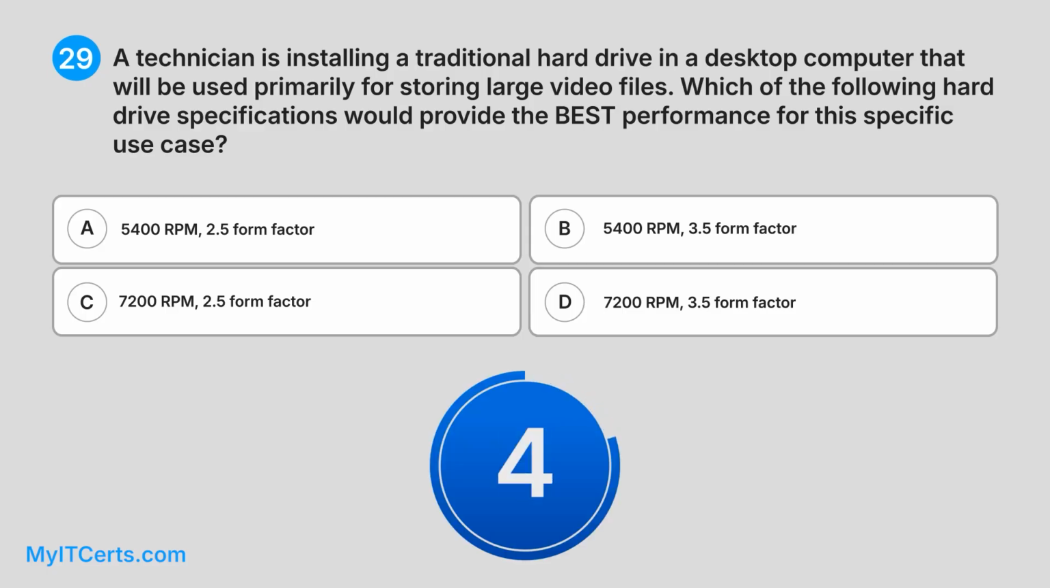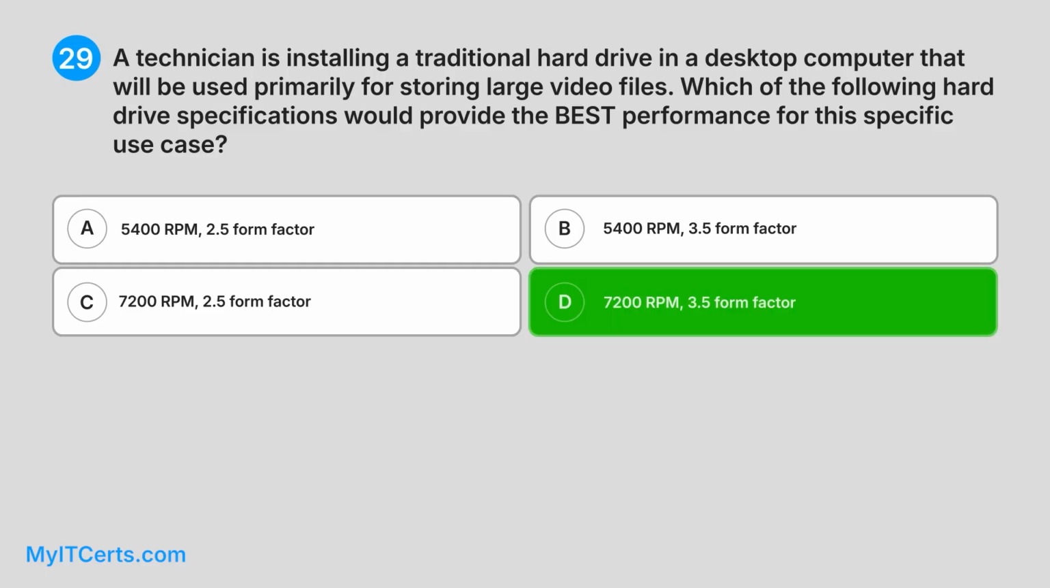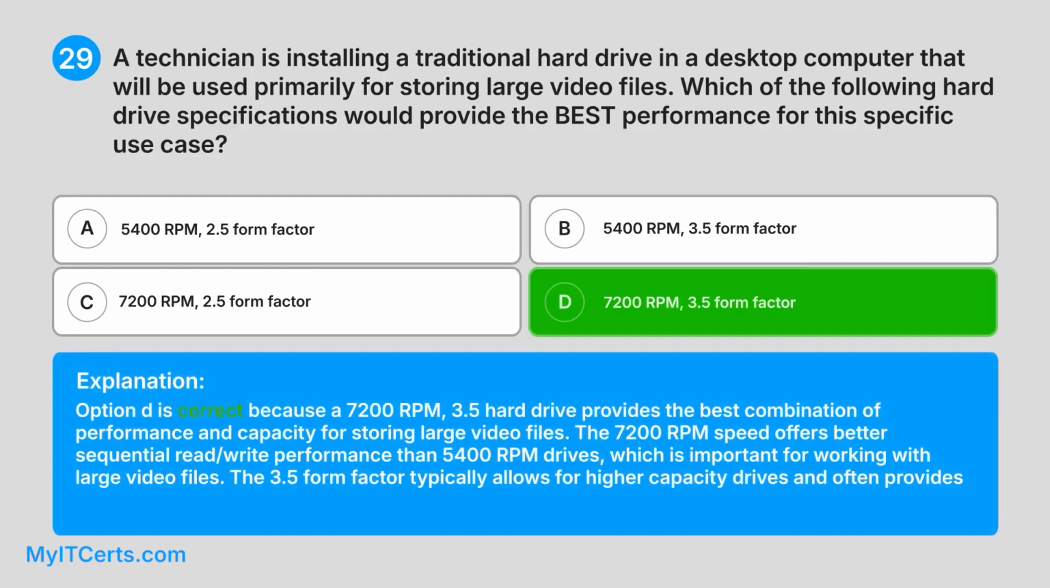Do you know the answer? Correct answer: D. 7,200 revolutions per minute, 3.5 form factor. Explanation: Option D is correct because a 7,200 revolutions per minute, 3.5 hard drive provides the best combination of performance and capacity for storing large video files.